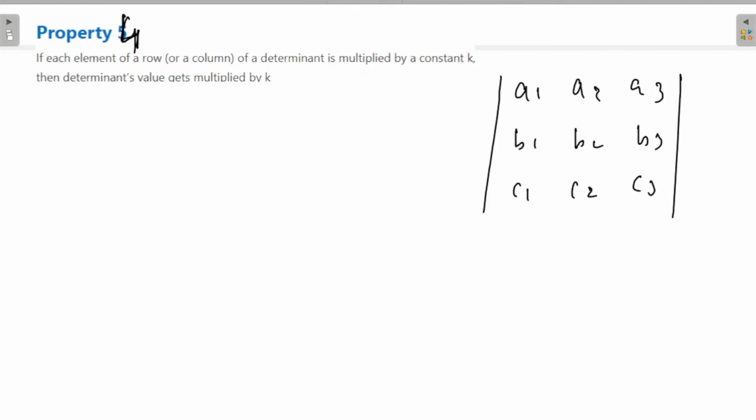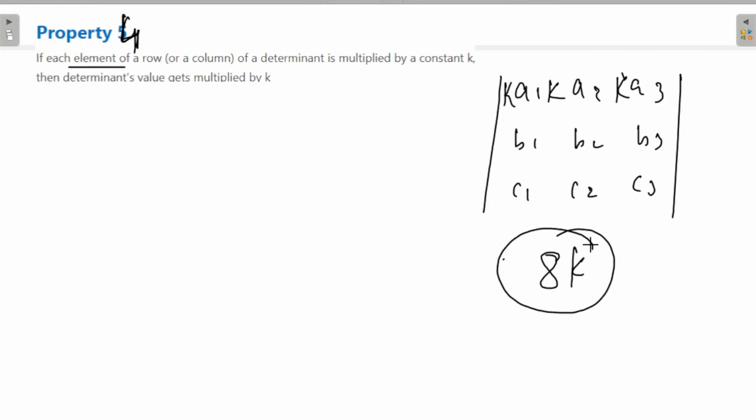If each element of a row or column, now this is each element, not each value of determinant. I am saying each element. That is very important. The term element, your basic English is checked over here. Each element, not all the values of determinant. If each element of a row or column, suppose I am multiplying this with the constant k. I am multiplying each element of R1 with constant k, then whatever the value of determinant, suppose the value of determinant is delta, then the value of determinant will be delta k. This constant k is also multiplied with the value of determinant.